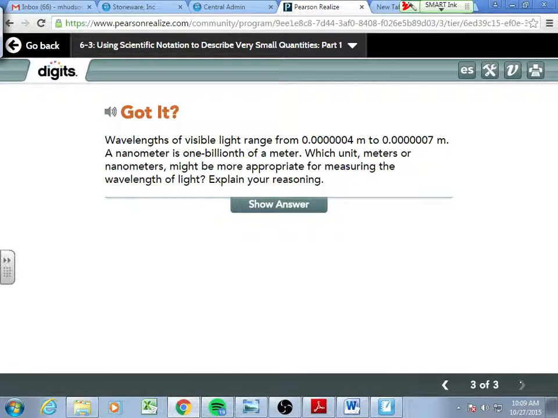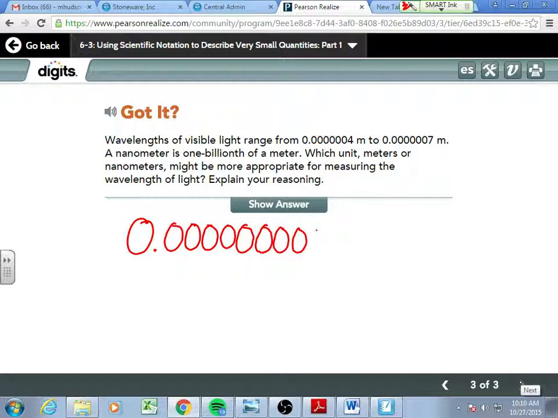And the last got it. So, a nanometer is 1/1,000,000,000th of a meter. Which unit, meters or nanometers, would be more appropriate for measuring the wavelength of light? Let's write, what is 1,000,000,000? Tenths, hundredths, thousandths, 10,000ths, 100,000ths, millionths, 10 millionths, 100 millionths, billionths. So that is the billionths place. So it'd be 1 in the billionths place.